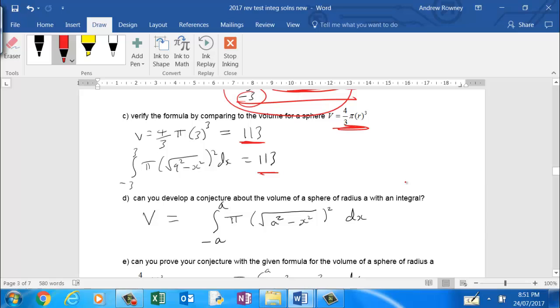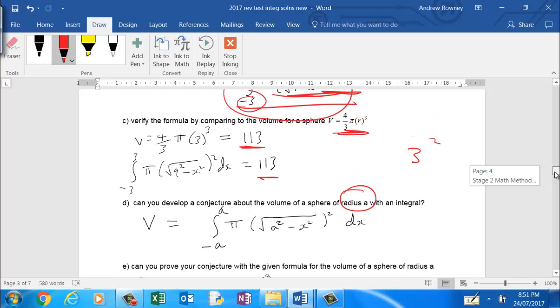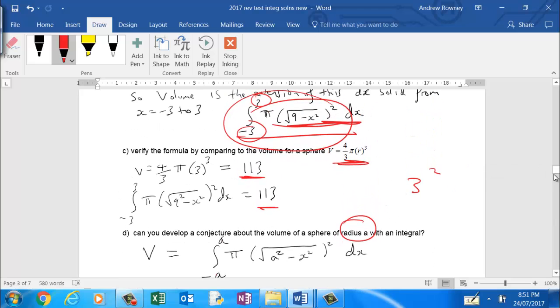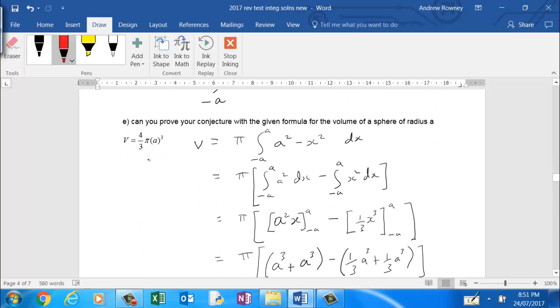Now to develop the conjecture, we can say we're going from -a to a, because in conjecture we're talking about not just radius 3, but any radius of a. So we go from -a to a, pi times, now remember it was 9 because it was 3 squared, radius squared, so we get a squared, take x squared, etc. So that's our conjecture, if we're to generalise with letters. And generally the proofs go, do it for a number, do it for a letter, and then prove it with the letter. So we're proving now for the general case. So to prove it, that's the volume of the sphere. So 4/3 pi r cubed.